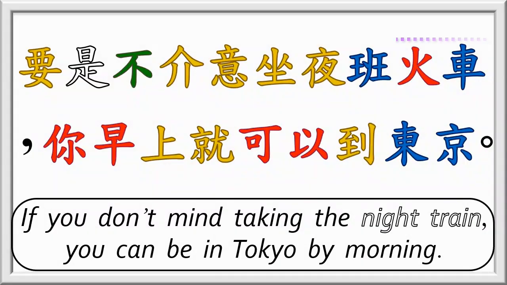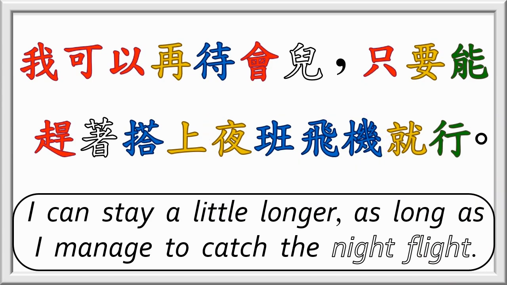夜班 is added to trains and airplanes to express the idea of a night train or overnight flight. 要是不介意坐夜班火车，你早上就可以到东京。If you don't mind taking the night train, you can be in Tokyo by morning. 我可以再待会儿，只要能赶着搭上夜班飞机就行。I can stay a little longer, as long as I manage to catch the night flight.